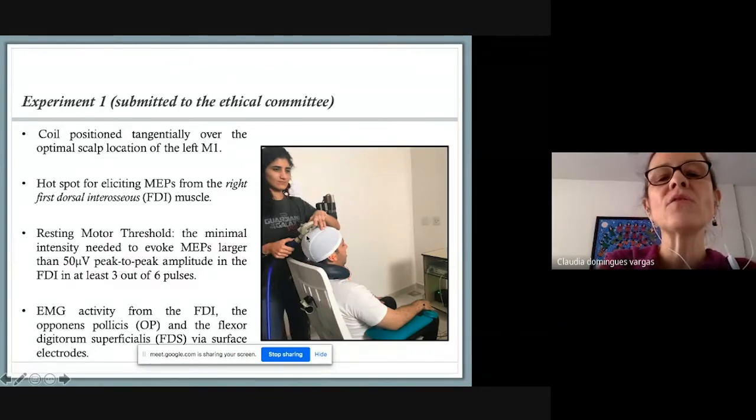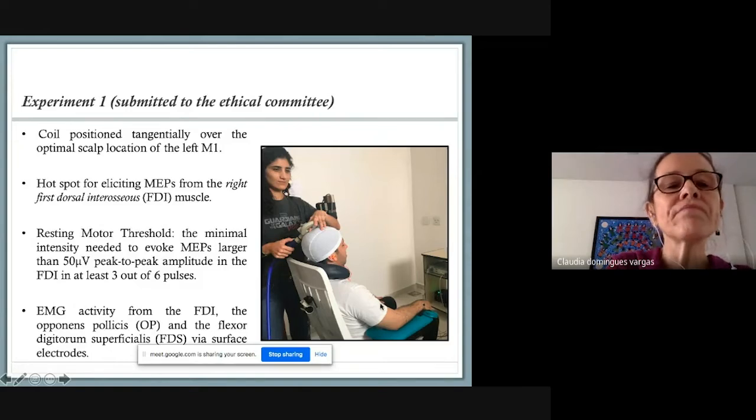And the idea, so, is to fixate the position of the coil, positioning the coil tangentially over the primary motor cortex, looking for the hand muscle representation. And for each participant, we estimate this parameter, which is the resting motor threshold, which is the minimal intensity needed to evoke motor evoked potentials larger than 50 microvolts in peak-to-peak amplitude.